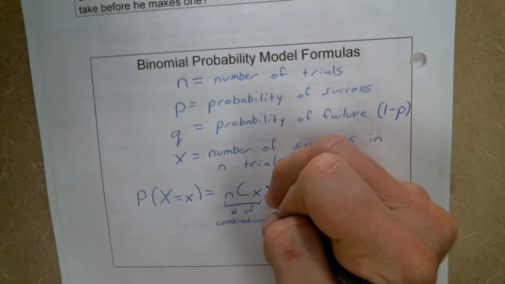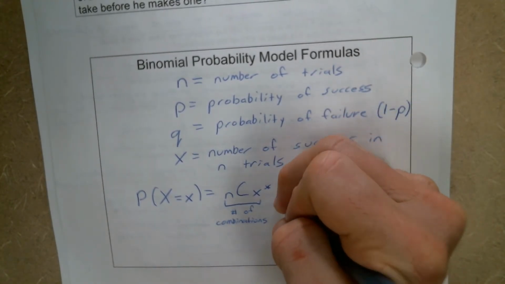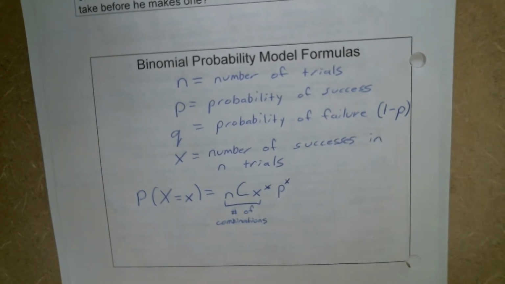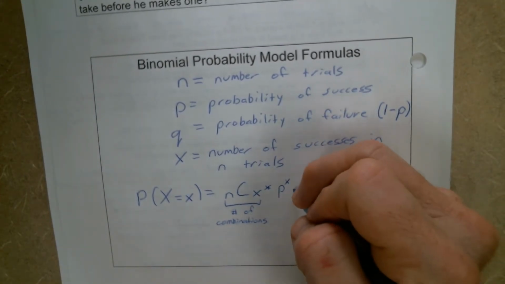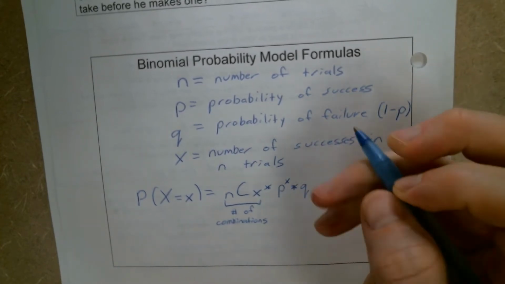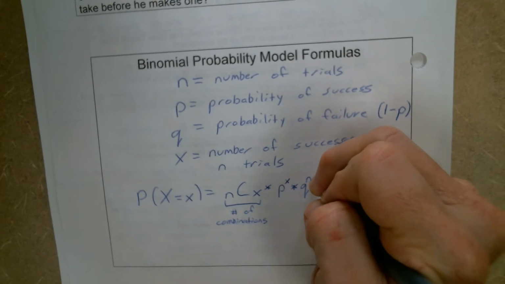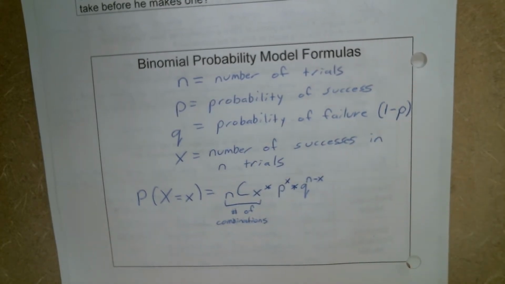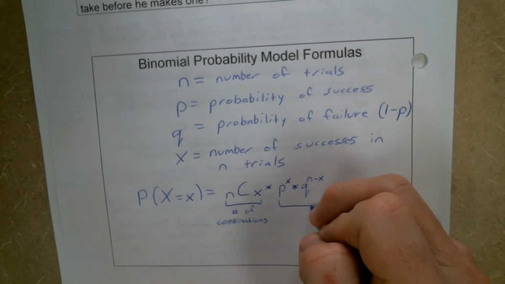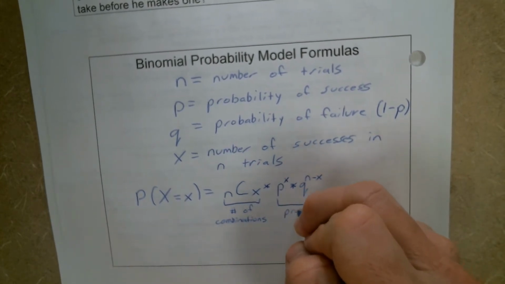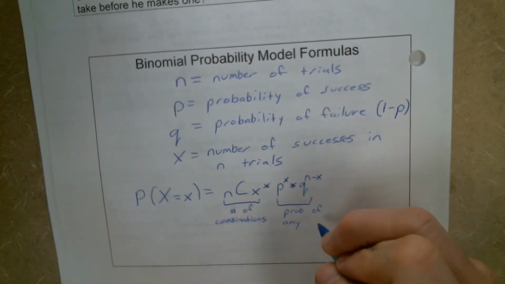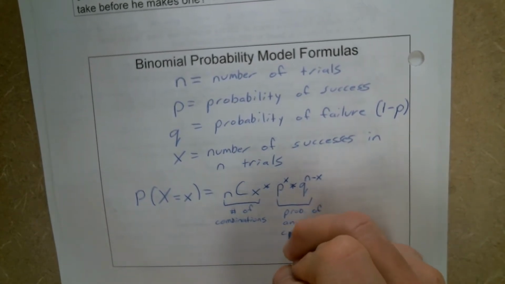We're going to multiply this by the probability of success raised to the number of successes you want, times the probability of failure, times the number of times you would fail. All right, so this right here represents the probability of any one combination.